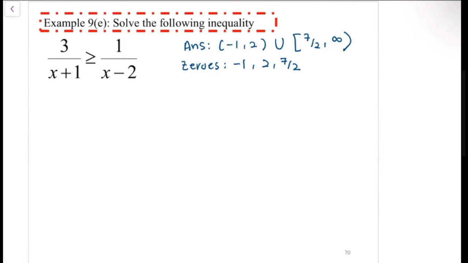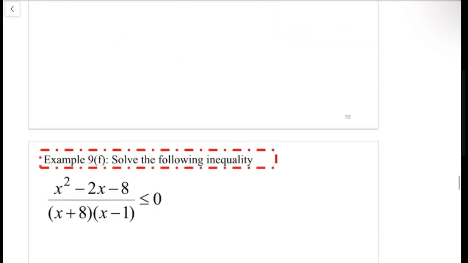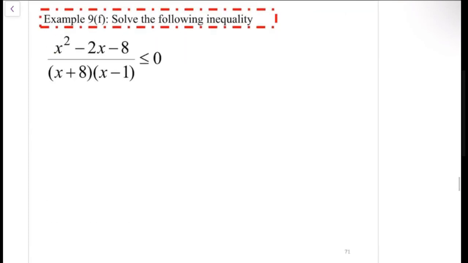Okay. After that, construct table as usual. Then dapatlah jawapan macam yang saya bagi ni. Kalau tak dapat juga, awak boleh inform saya nanti ya. Okay, next one, 9F. This one pun sama, ikut je step. Nanti awak boleh check jawapan, saya terus bagi jawapan akhir. So, for this question, your zeros should be negative 8, negative 2, 1 and 4. So, after construct the table, your answer would be negative 8 up till negative 2, union with 1 up till 4.